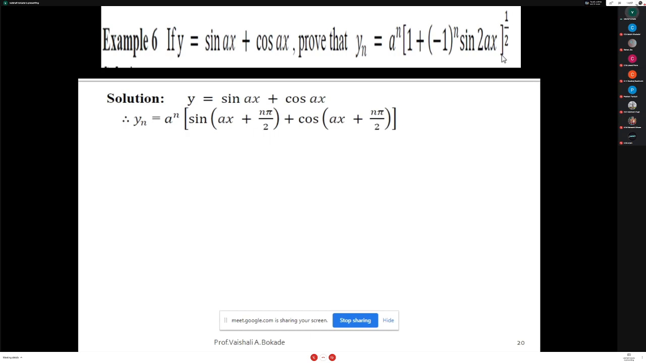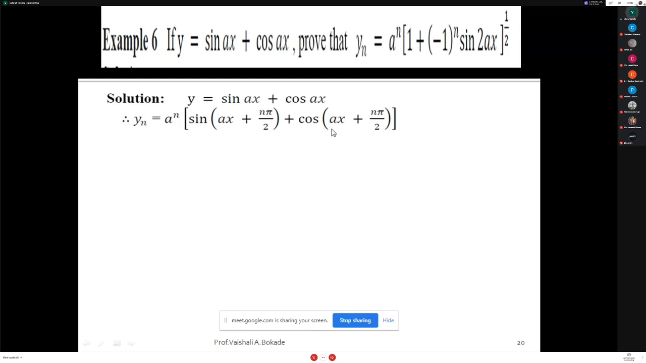So I know that whenever I'm having sine of x, there is a formula: a raised to n into sine of x plus n pi by 2. Apply the same formula, sine of x plus b, that formula I'm applying. Similar is the formula for cos of x: a raised to n cos of x plus n pi by 2. Yes. So now from y, I am applying the formula for both the terms, sine of x plus b and cos of x plus b. Whatever common thing I'm having, a raised to n, I'm just writing it outside.